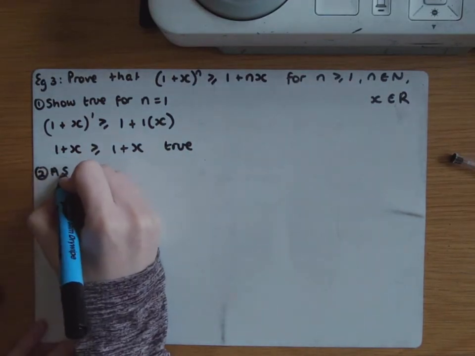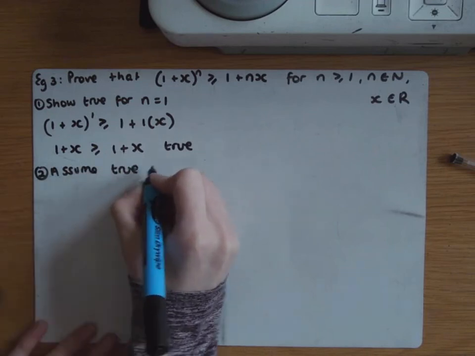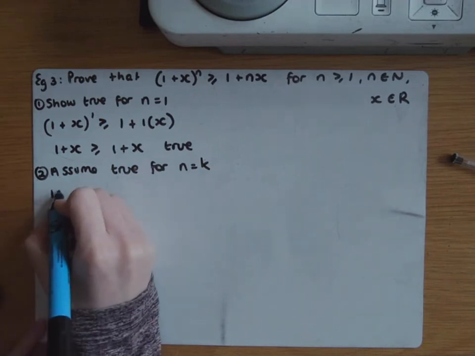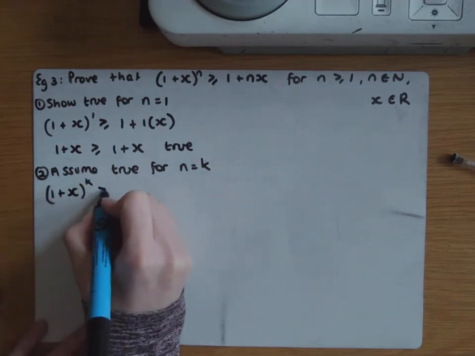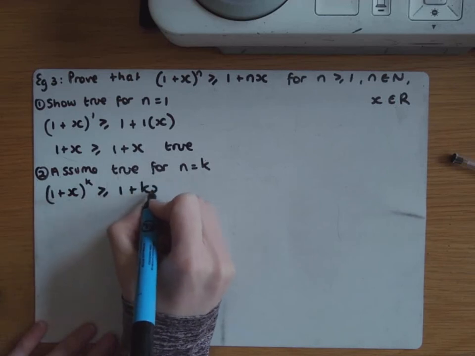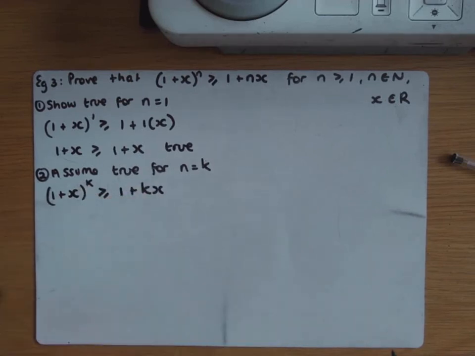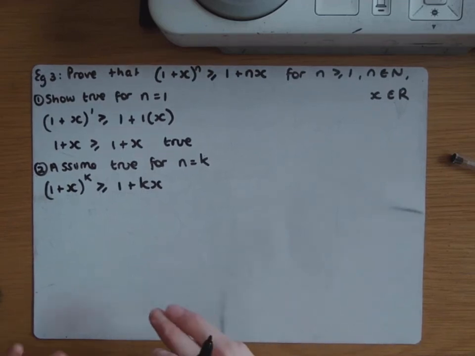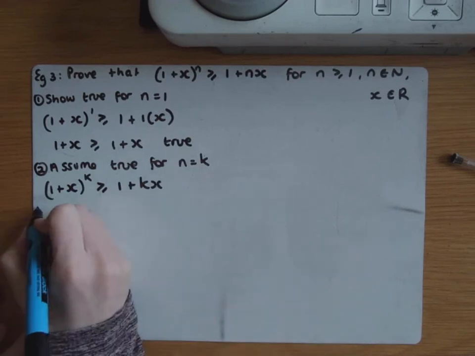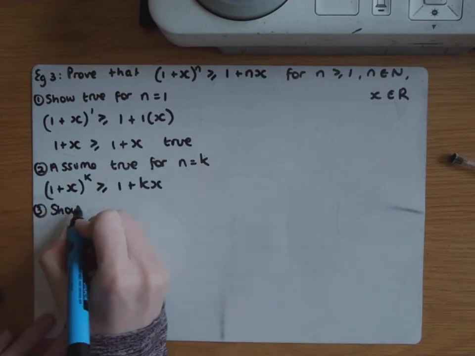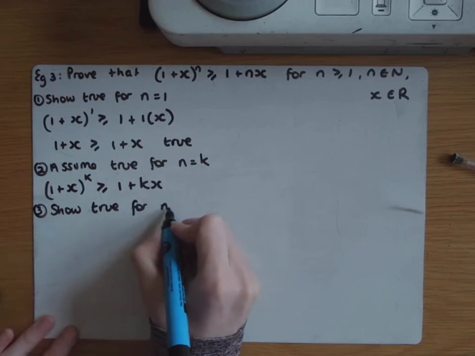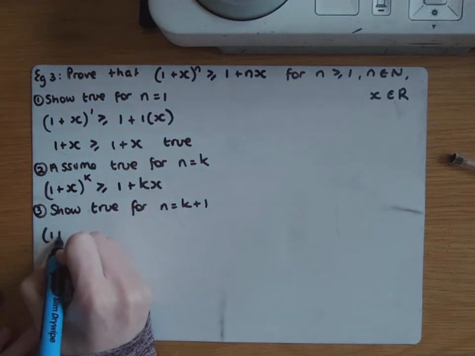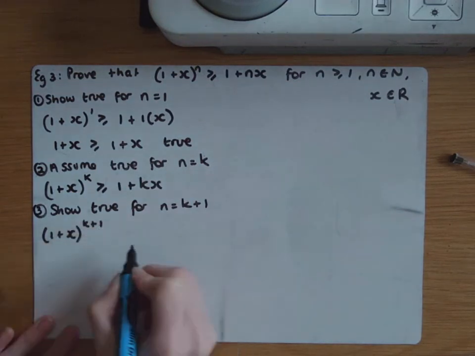Okay, assume true. So 1 plus x to the power of k is greater than or equal to 1 plus k times x. Now show true for n is equal to k plus 1. So back up here, we're just replacing k plus 1 everywhere instead of n.